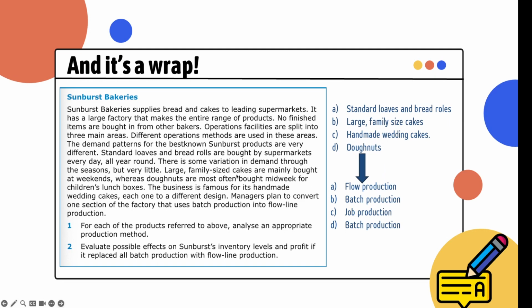Large family cakes are mainly bought at weekends, whereas donuts are in lesser volume, so they can be produced in batches. Handmade wedding cakes require job production. We know that each one has a different design, so it has to be a job production method. And donuts are a batch production method.